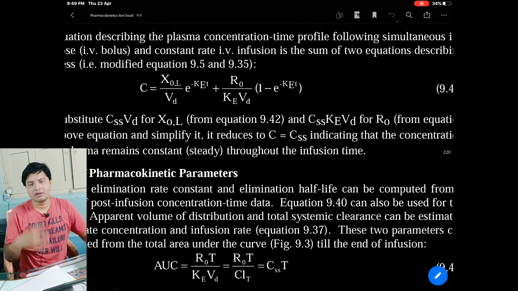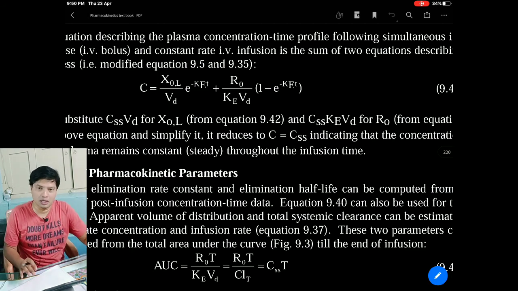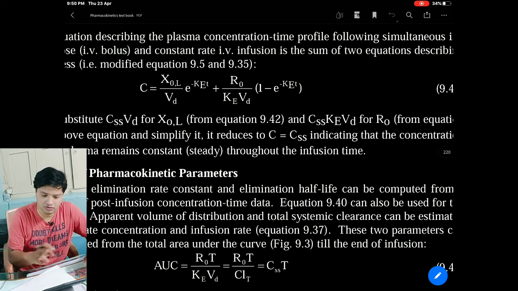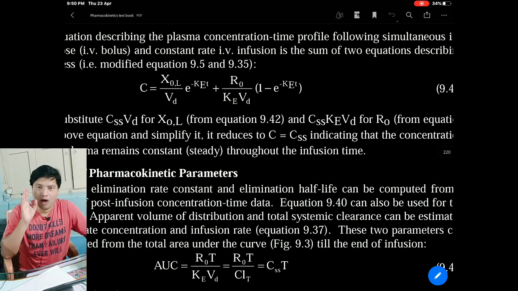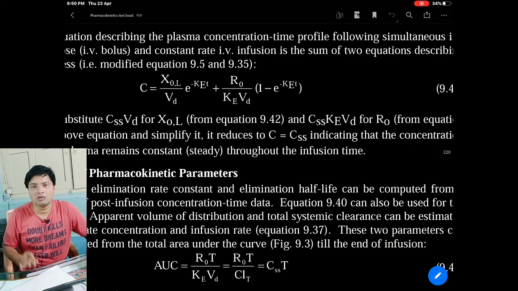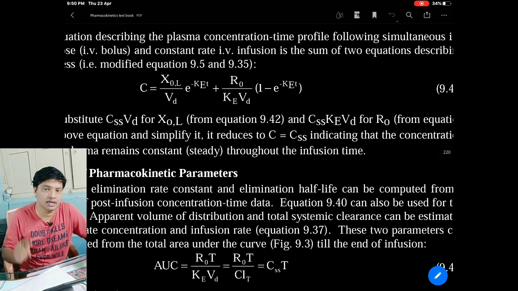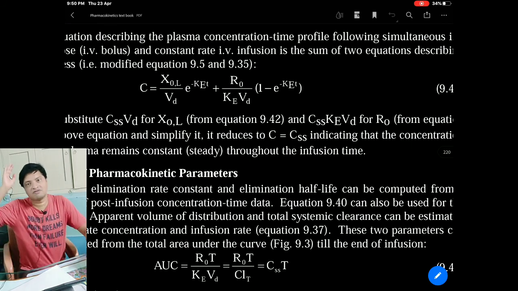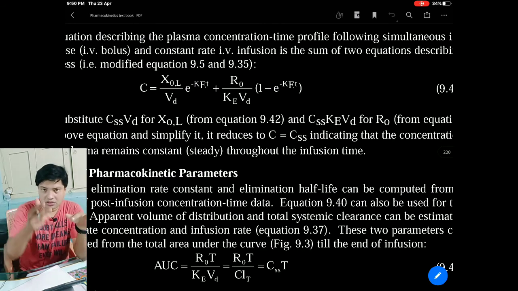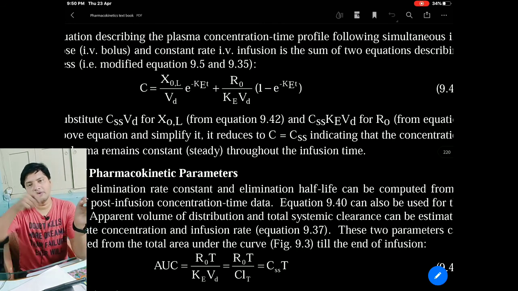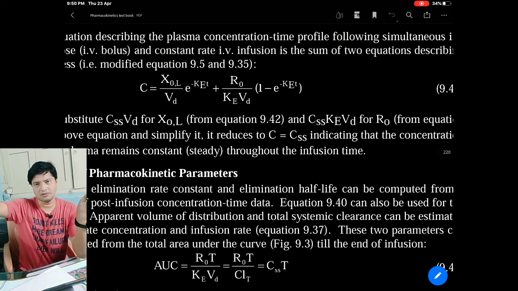To get the steady state concentration, this is the equation we use for one compartment open model IV infusion, because we are using two equations: one equation for IV bolus, another equation for IV infusion. Why are we using two equations? Through IV infusion alone, if I want to attain 90% of the steady state concentration, then I have to wait for 3 days, 4 days, 5 days, depending on the half-life. To avoid that, we give a loading dose, that is IV bolus, and we also give an infusion, that is your maintenance dose.